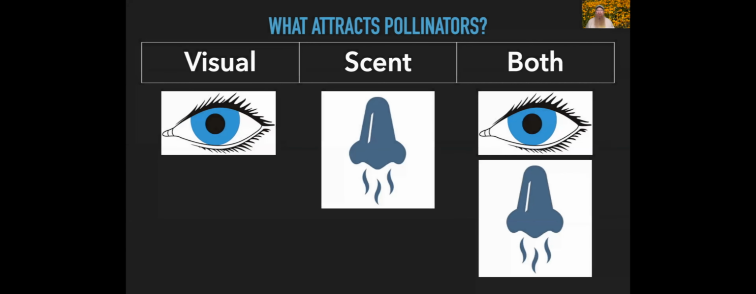Okay, let's talk about attracting and gardening for your pollinators. Well, what attracts them? How do you get them in your yard? How do you get some butterflies? How do you get some bees and some flies? Well, visual cues is what they use. They're attracted to nice, pretty flowers like we are. The scent, they can smell. And then some plants have both. They have visual cues, they're very pretty, and they also smell good. And so the insects will come to them.